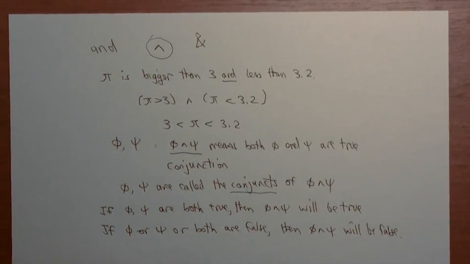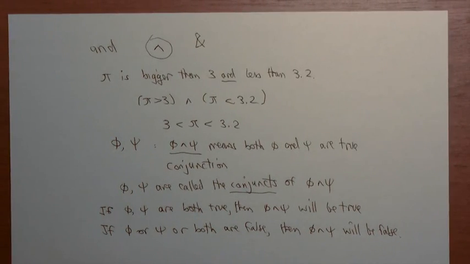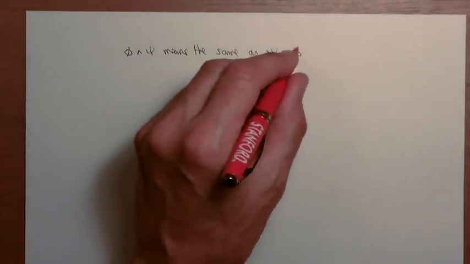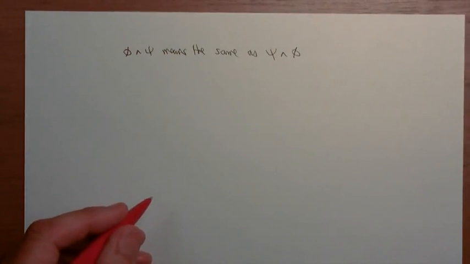This might seem very self-evident and trivial, but already this definition leads to a rather surprising conclusion. And here it is. According to our definition, phi and psi means the same as psi and phi. They both mean that phi and psi are both true. In mathematical parlance, conjunction is commutative. But that's not the case for the use of the word and in everyday English.